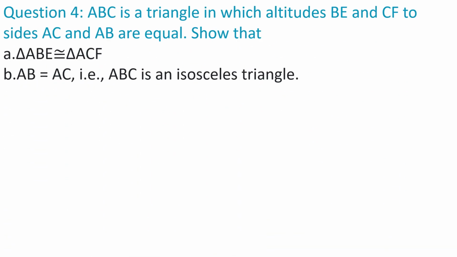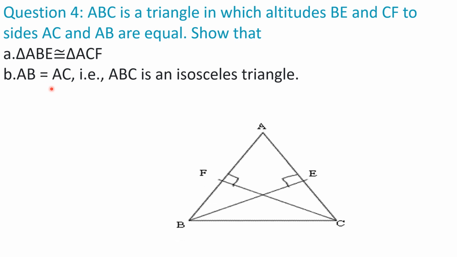Moving on to the next question. Again, in this question it is the converse of the previous question. Here it is given altitudes are equal, and you have to prove the sides are equal. Again, the same condition you can apply, that is by angle angle side you can prove that these two triangles are congruent, and by CPCT you can prove that AB is equal to AC.